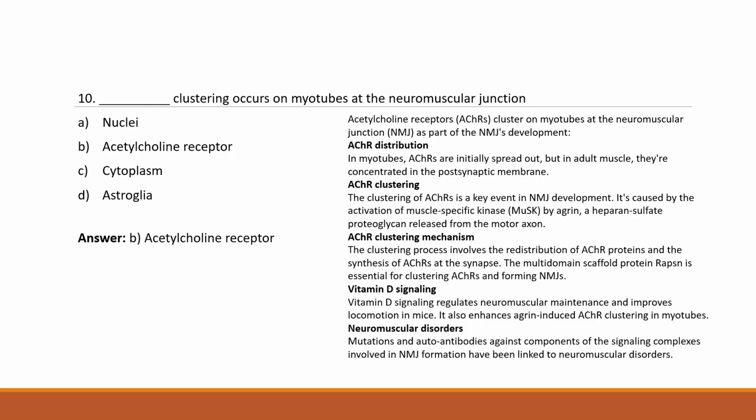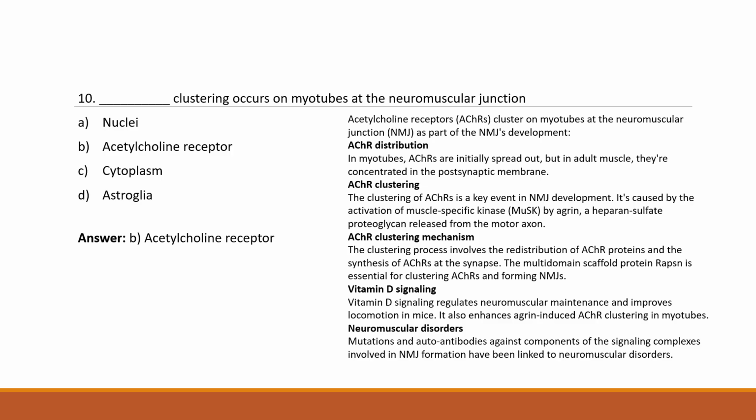Then vitamin D signaling. Vitamin D signaling regulates neuromuscular maintenance and improves locomotion in mice. It also enhances agrin-induced acetylcholine receptor clustering in myotubes. So many other trace elements and micronutrients, like vitamin D, are also essential for this clustering.